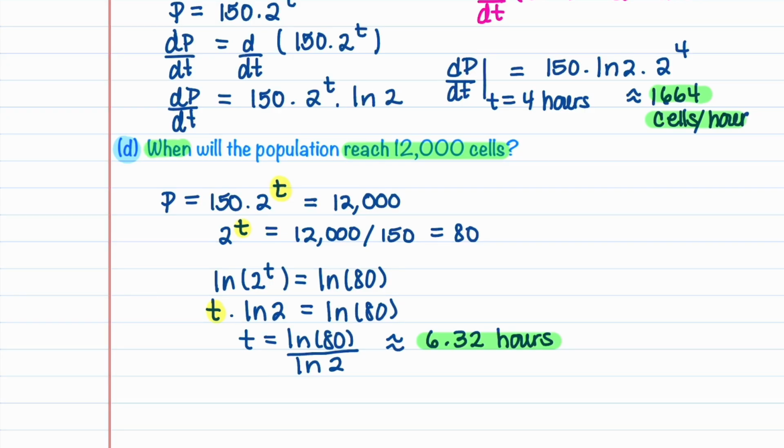We started with 150 cells, and now after 6 hours, we have 12,000 cells. And that's because the population is growing exponentially.